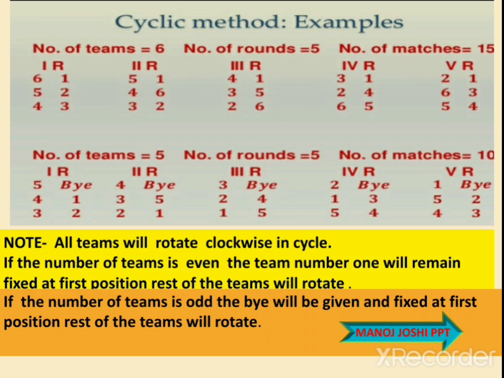Then the third round we will see. So with the clockwise rotation, now 5 is there at the top. So 5 will replace the 6. So 5 is coming in place of 6. So 1, 5, 6, 2, 3, 4. The rest of the teams will only shift. They will not be replaced. Then the fourth round we will see.